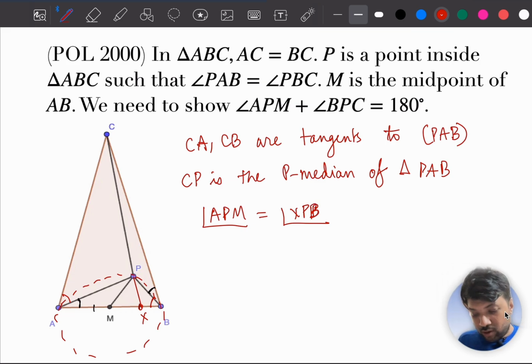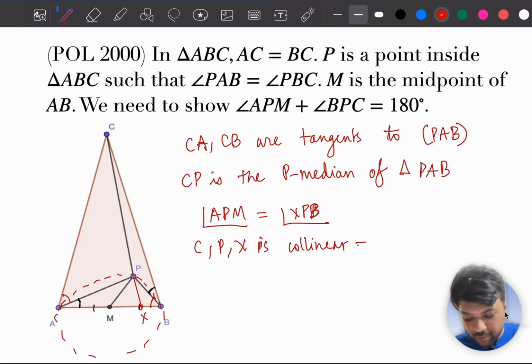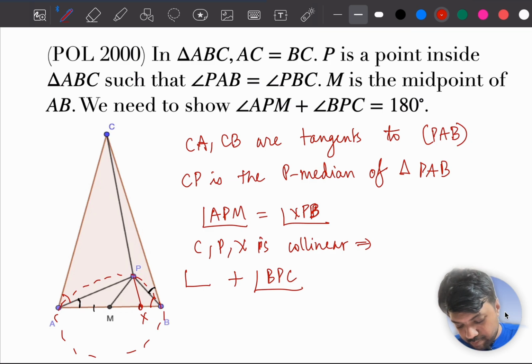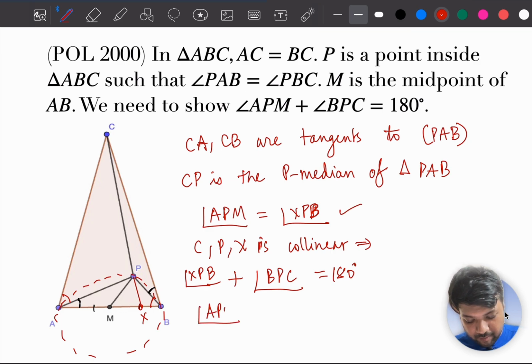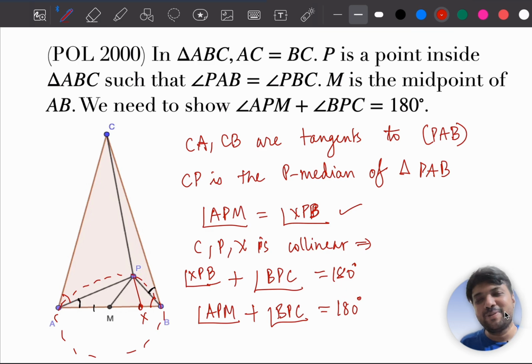Now notice that because CPX is collinear by construction, right? CPX is collinear implies that angle BPC plus angle XPB is 180, okay. But angle XPB is equal to angle APM and we are done, okay. So angle APM plus angle BPC is 180. You see, the problem was so simple using Symmedians.